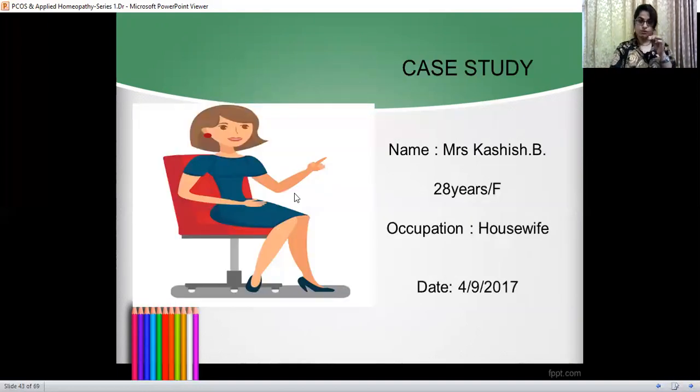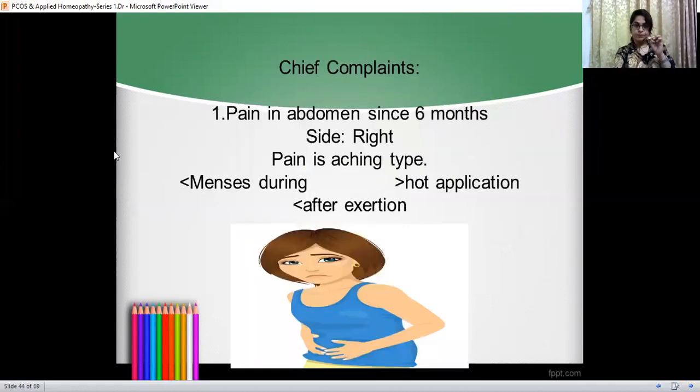So let's discuss one case. We will have a series of PCOS cases henceforth. Today, let's discuss one case. This was a case at my clinic, my Pune clinic. Female case, Mrs. Kashish, 28 years, housewife by occupation, complained of pain in the abdomen since 6 months. The location was the right side and the pain described by her was aching type. Aggravation modalities are very important: menses during aggravation and after exertion, amelioration by hot application.